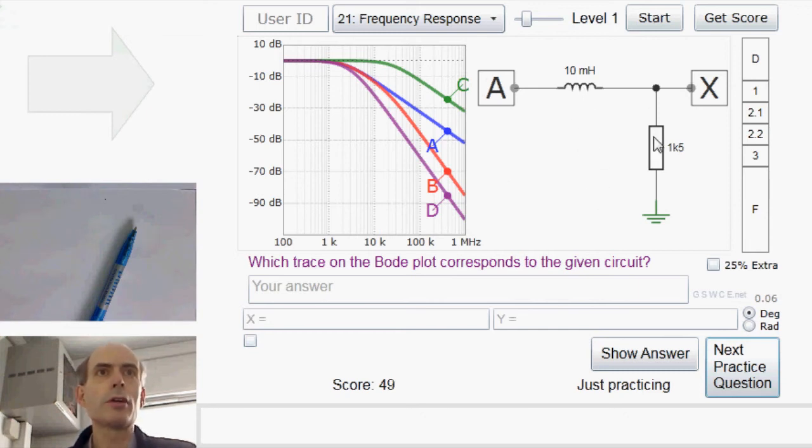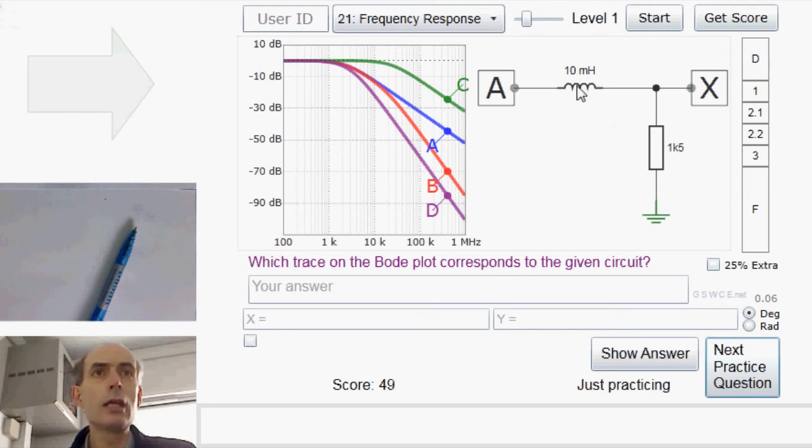This time we have an inductor. Now, at very high frequencies, inductors have very large impedances. At very low frequencies, inductors have very low impedances. So we would expect there to be very little loss at all at low frequencies. And all of these waveforms have that characteristic. We would expect them to have a much higher loss at higher frequencies. And all of the waveforms have that characteristic. So, have to look a little more carefully.